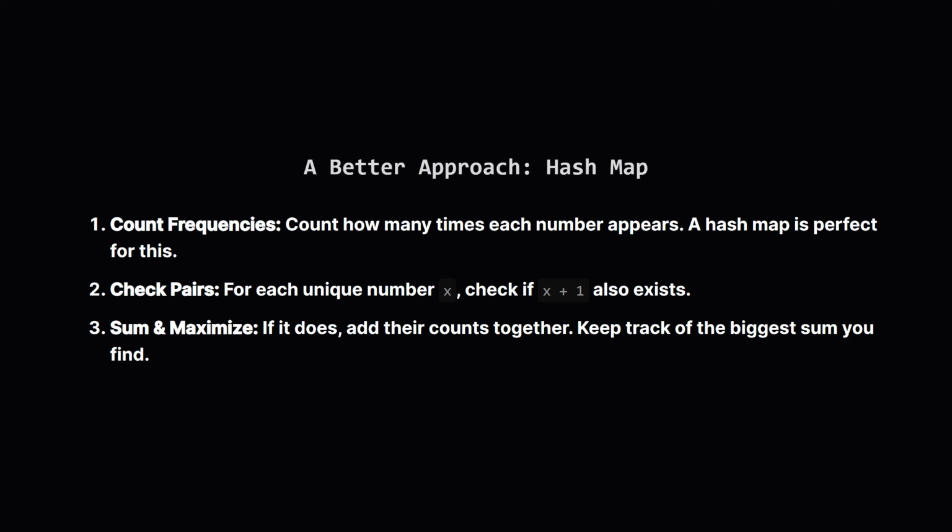A hash map, or a dictionary in Python, is the perfect tool. The plan is simple. First, we'll go through the entire input list once, and count up the occurrences of every number, storing them in our map. Then, we'll loop through the unique numbers in our map. For each number, we'll just ask, does the number that's 1 greater also exist in our map? If it does, we add their counts together. We just keep track of the highest sum we find, and that will be our answer.